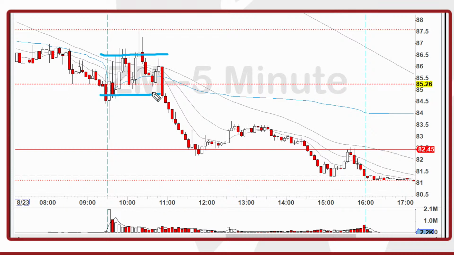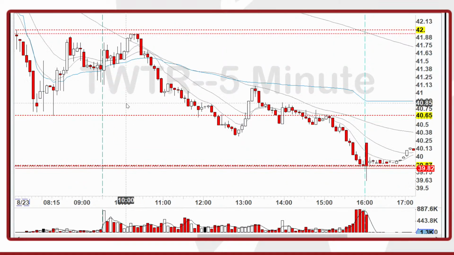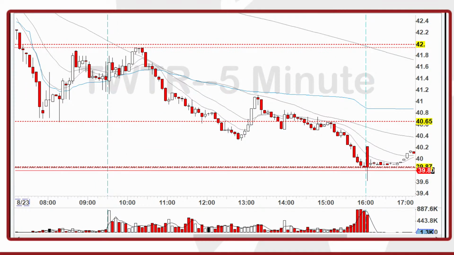It is not an easy one to trade there. Did break down finally, going back to back red here, all the way down to 82.45. This was nice, but the morning was a little tough there, and then some more downside later in the day. Twitter was funky. It just didn't know what it wanted to do here.